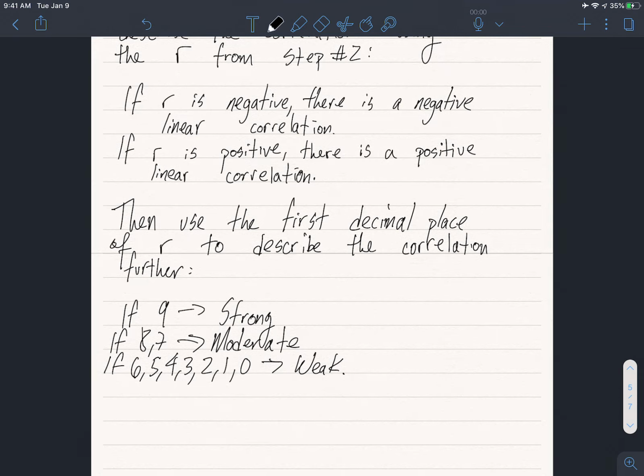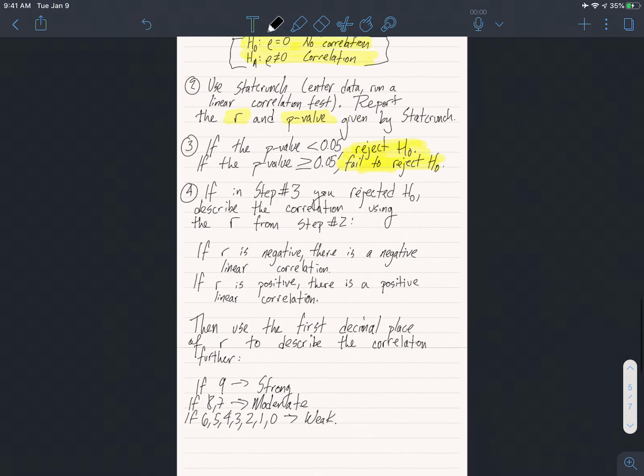If the first decimal place of R is a 9, say it's strong. If it's 8 or 7, I would say it's moderate. If 6, 5, 4, 3, 2, 1 or 0, I would say it's pretty weak. And that's it. Those are the steps.